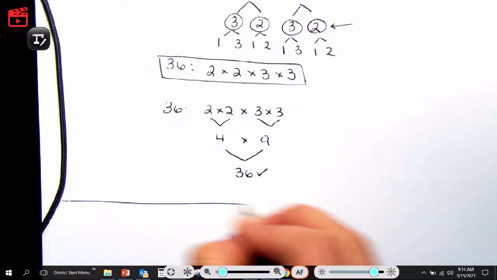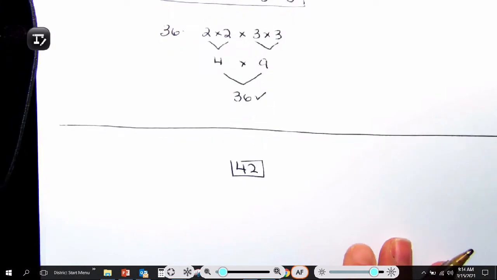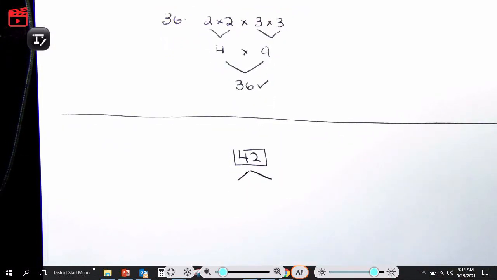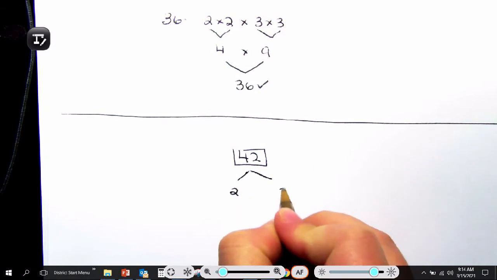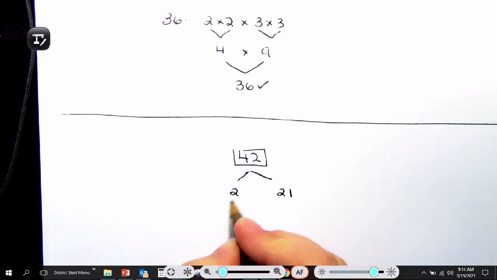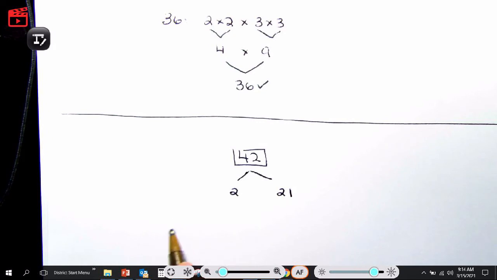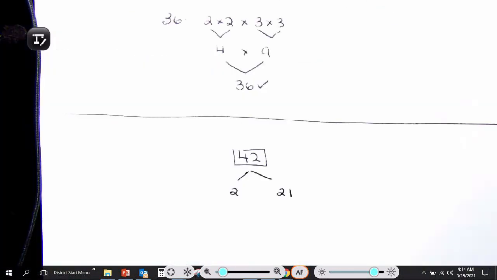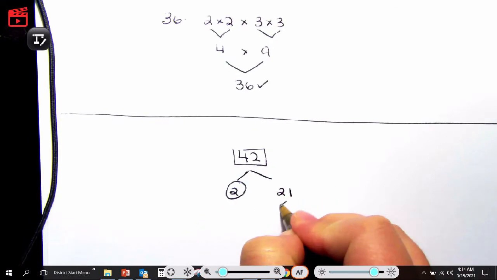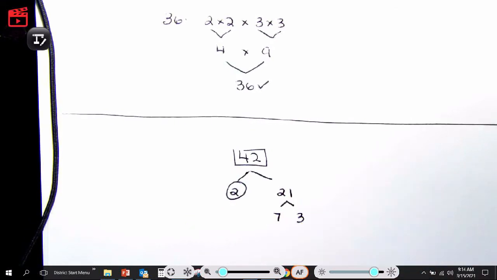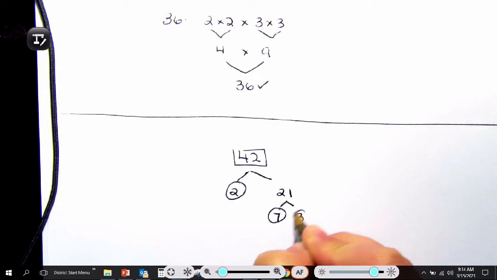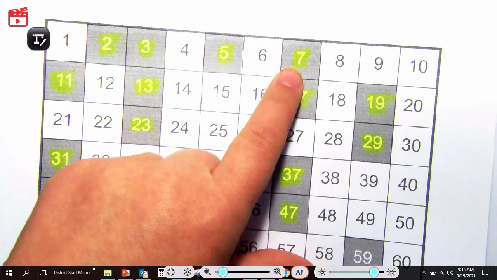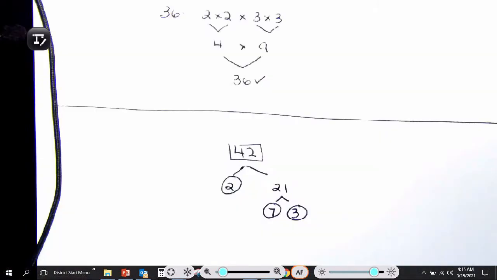I'm going to draw a line so we know that this is example number 2. So 42, give me two numbers that multiply to 42. I'm going to say 2 and 21. 2 is prime. We know that because if I look at my chart, 2 is highlighted. 21, I know that is 7 times 3. 7 is prime, 3 is prime. Again, once you get that prime number, circle it. 7 is shaded, 3 is shaded, so 7 and 3 are prime.